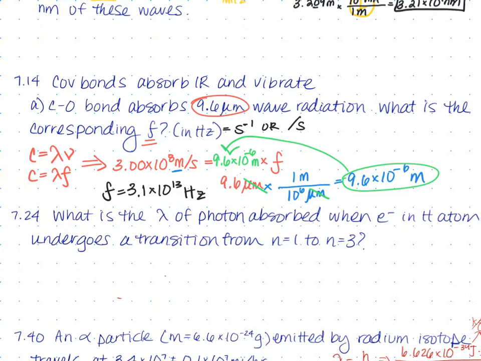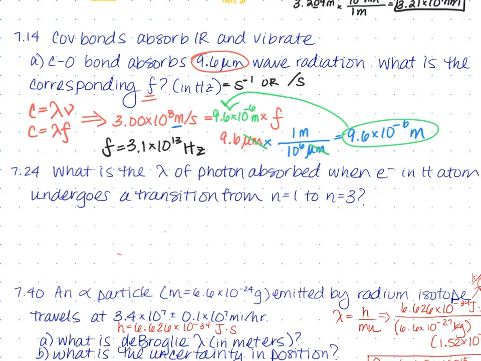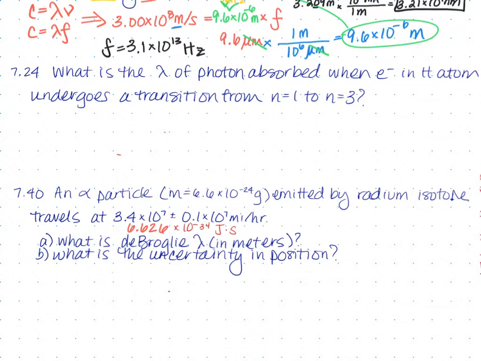Okay, so now let's look at number 24. Okay, for problem 24, there's a couple of different ways to approach this. The problem says, what is the wavelength of photon absorbed when an electron in a hydrogen atom undergoes a transition from N1 to N3? So let's take a minute to actually see what's going on.